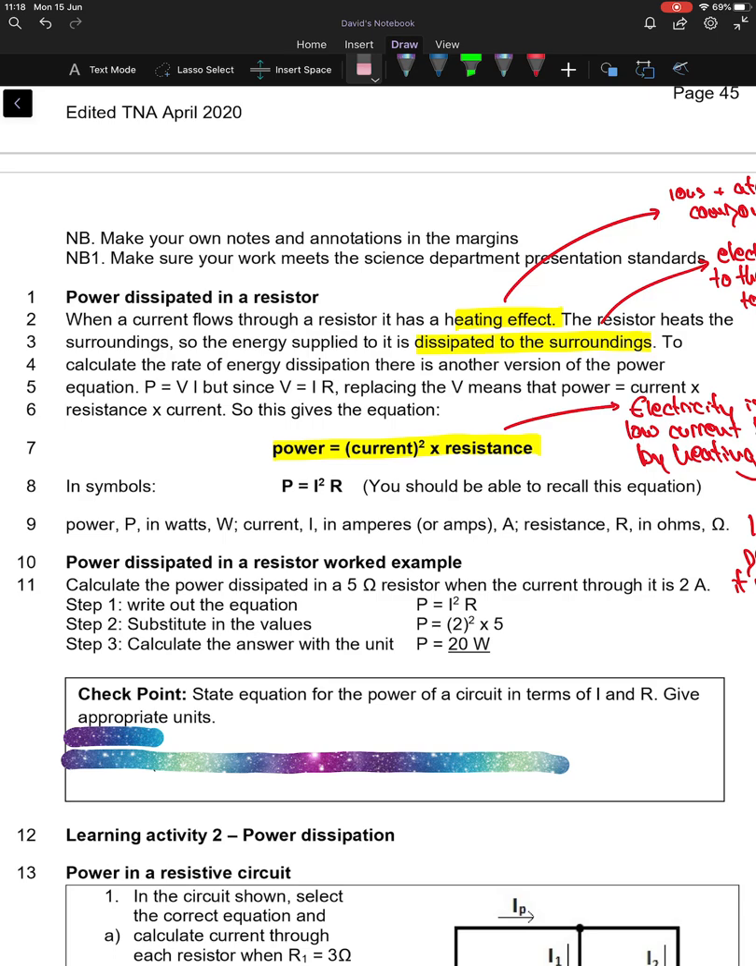Power when involving resistors. So let's read through this section together and then have a look at the annotations I've added and add them into your own notes, please.